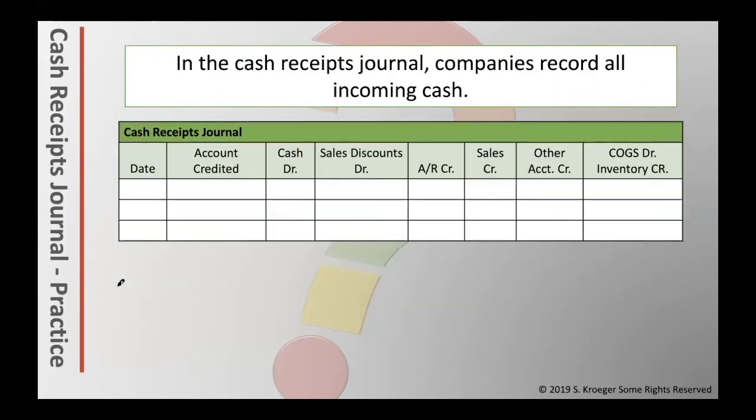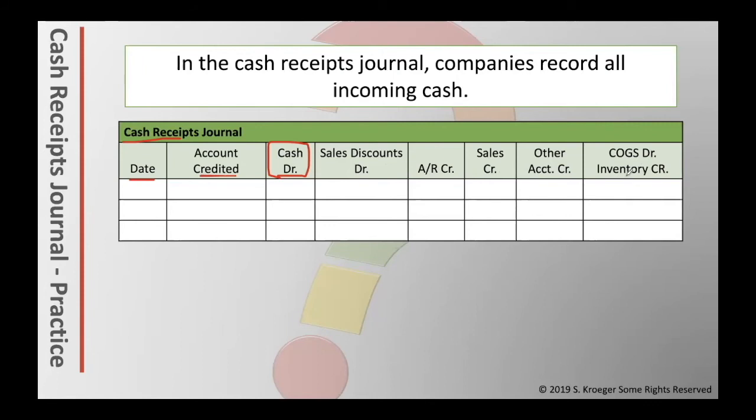This is what the cash receipts journal looks like. We have the date column, account credited, cash debit. This account always needs to be used because this is the cash receipts journal, which means we are receiving cash. If we are receiving cash, cash gets a debit. Therefore, this one always needs to be used. If for some reason you're not using this column when doing an entry, it means you're using the wrong journal. We have sales discounts as a debit, accounts receivable as a credit, sales as a credit, other accounts as a credit, and cost of goods sold and inventory in one box.